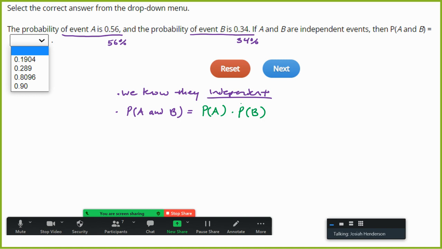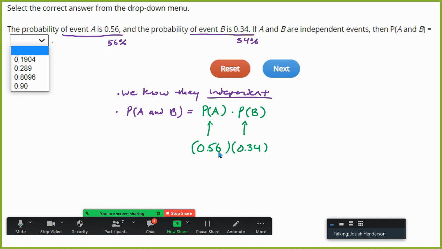So to find this answer, we need only to plug in these two separate probabilities and multiply them together. Remember, we have to multiply in decimal form, not in percent form. So event A's probability is 0.56 times event B's probability, 0.34. Multiply those in your calculators. What do we get?